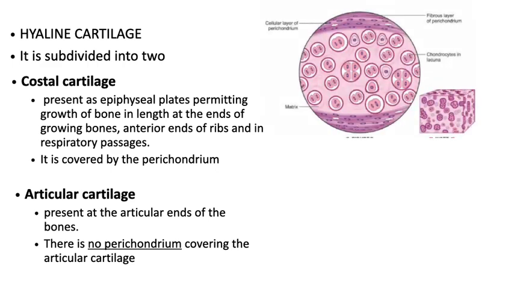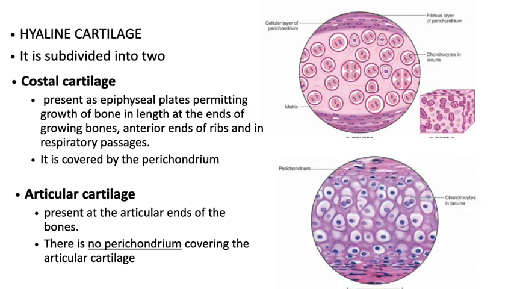If you see a slide, you will see these D-shaped cells forming cell nests. Lacunae are also seen here, and if I can see the perichondrium, I know it is costal cartilage. So, presence of cell nest. Perichondrium again, outer fibrous and inner cellular layer seen. Examples of costal cartilage are ends of growing bones and anterior end of rib. This is how it will be seen on a slide.